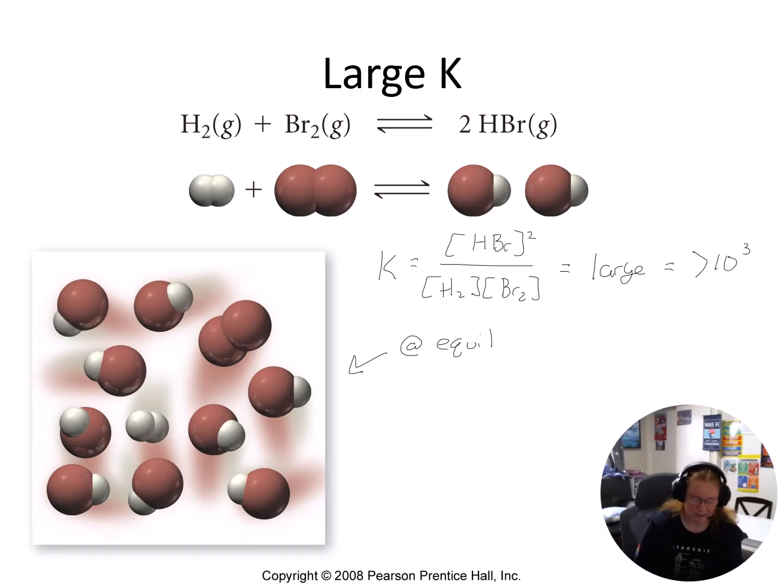So I have one bromine and one hydrogen, and 1, 2, 3, 4, 5, 6, 7, 8, 9 hydrogen bromides. So at equilibrium, what do I have most of, reactants or products? I have products. So products predominate. Little to no reactant is left.